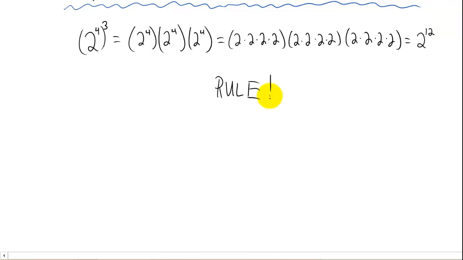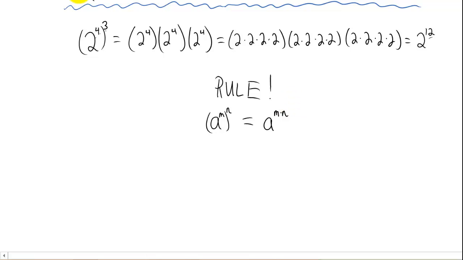Now you can do several examples of this, and what you're going to notice is the same thing every single time. If you're raising a power to a power, what you can do to get the final power is just multiply the two powers together. You'll notice in this example that 4 times 3 is 12. And that's always true. So the rule in this case is given any base raised to a power, and that whole thing raised to another power is just that same base with those two powers multiplied together.